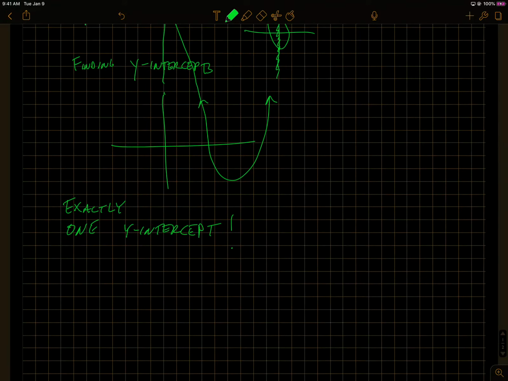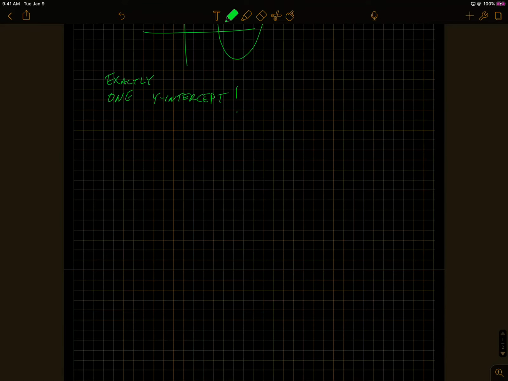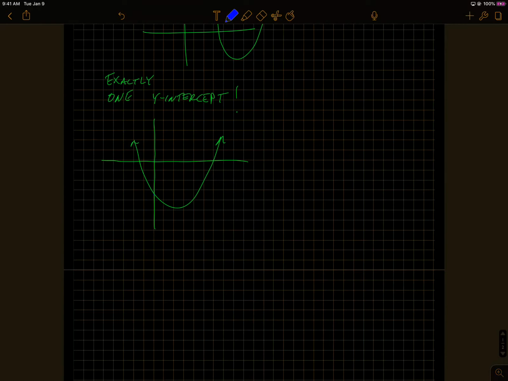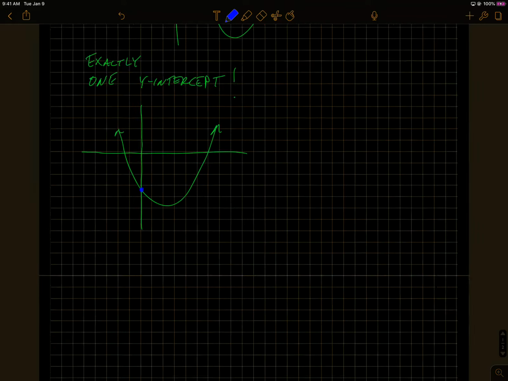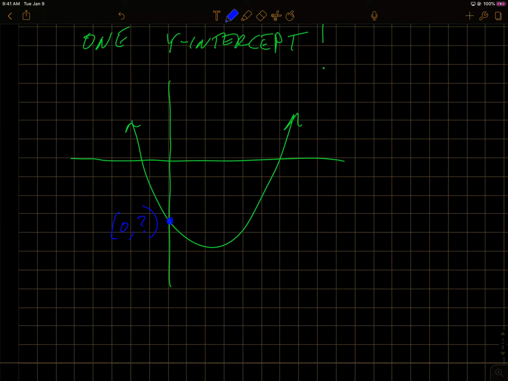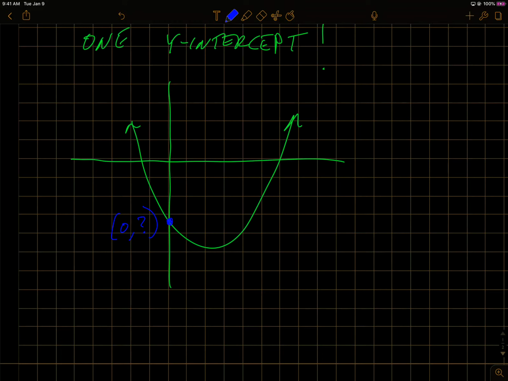So how do we find it? Y-intercepts, where are they located? Well, if I draw my graph here, this parabola hits the y-axis there. The coordinates at that point are 0 something. I don't know exactly what they are. That's the point. I want to find the y. But I know the x is 0. To get to any point anywhere on the y-axis, the x coordinate has to be 0.